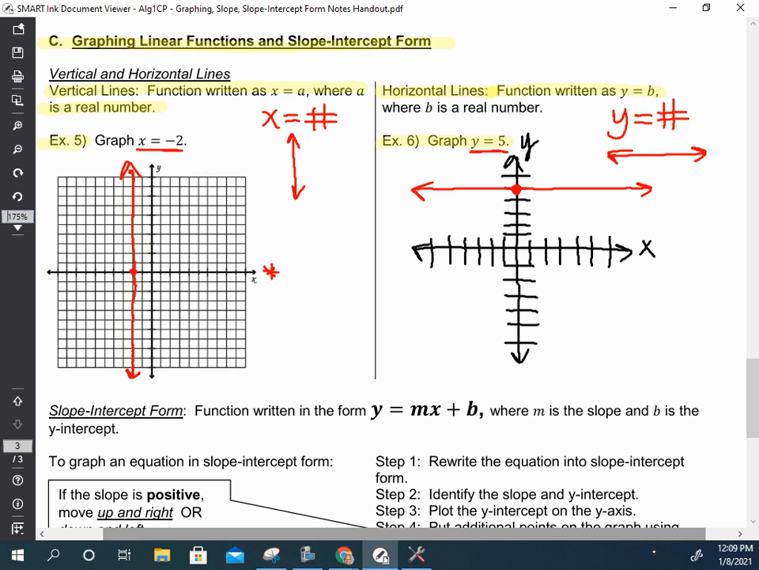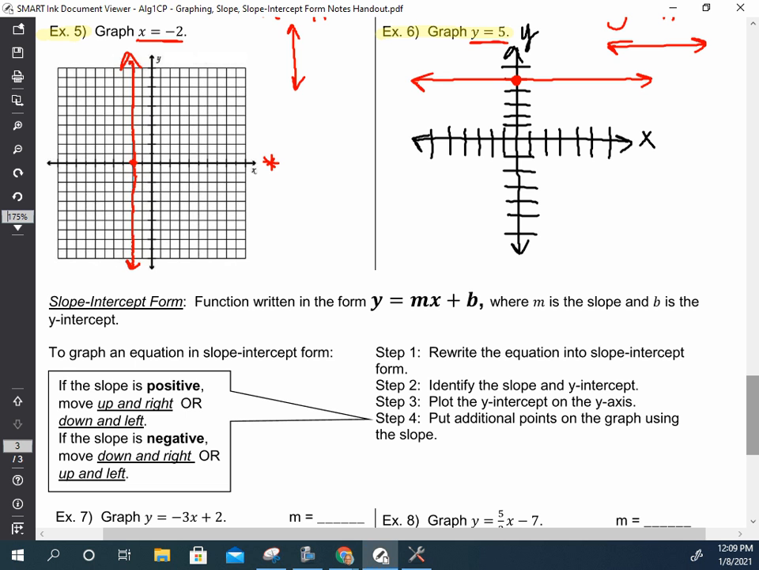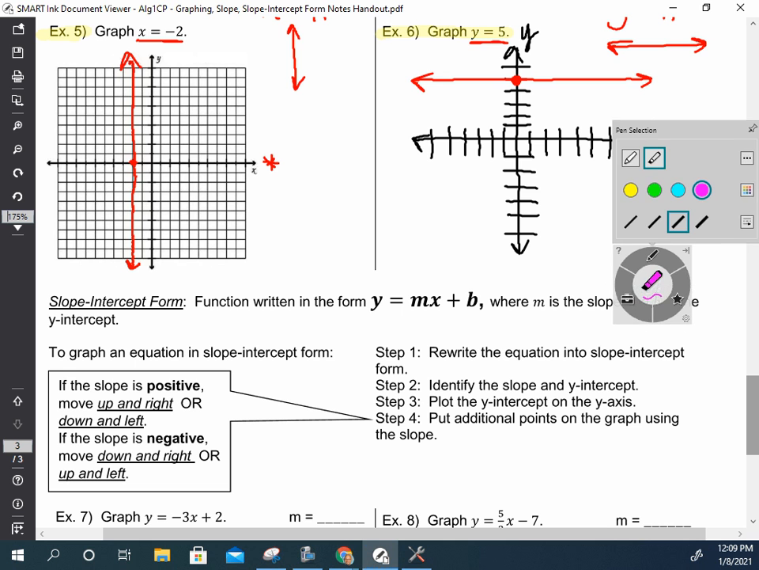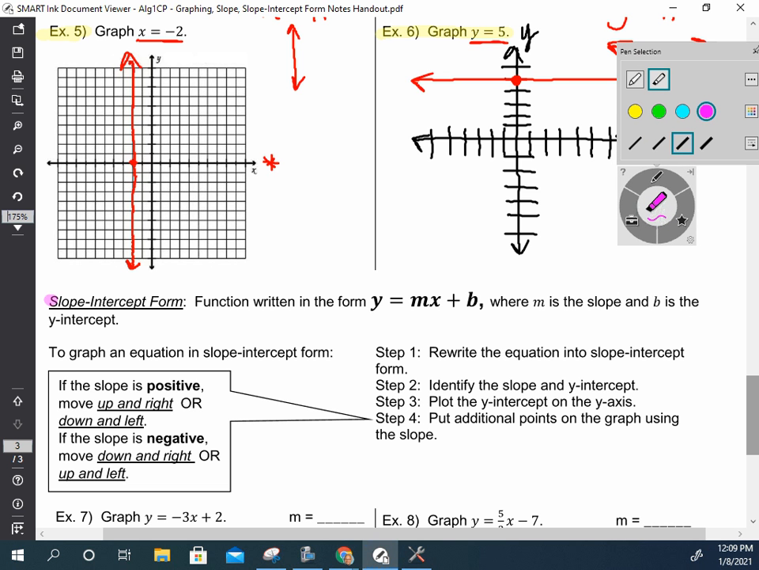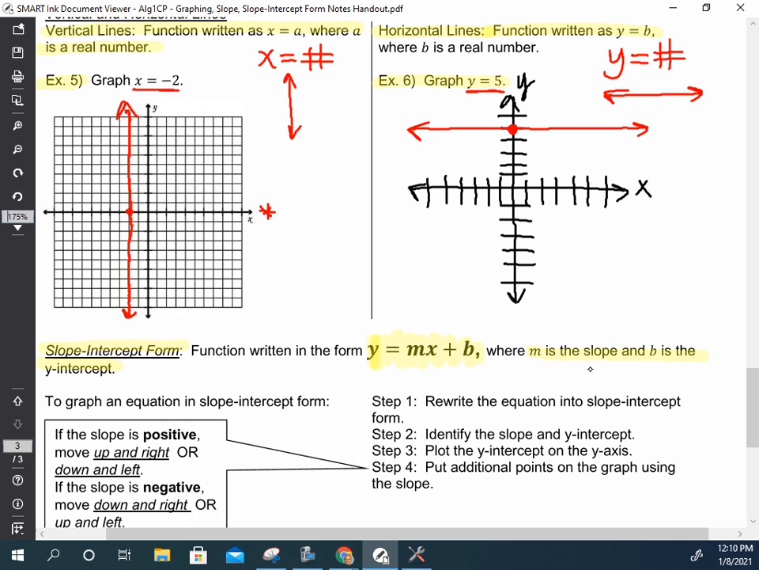All right, so let me pause very quickly just to let anyone who needs to finish drawing those graphs, draw them. Those people who have already finished, let me highlight what's coming up next. Let me actually erase that, just in case you can't see it. Slope-intercept form, definitely need the formula. Definitely need what it means.